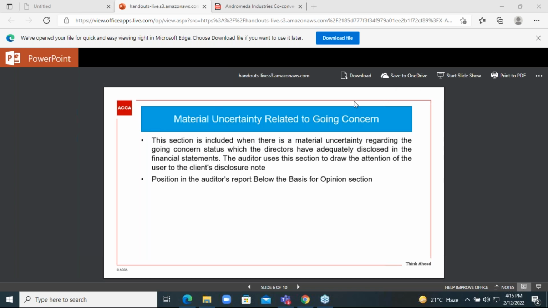So this is not an unmodified opinion. It is unmodified opinion with material uncertainty paragraph. All those students who told this option are correct and all other options are incorrect. Yes, exactly, Umar. That is why, as the management has fulfilled their responsibility, they have disclosed material uncertainty. Now there is no material misstatement.